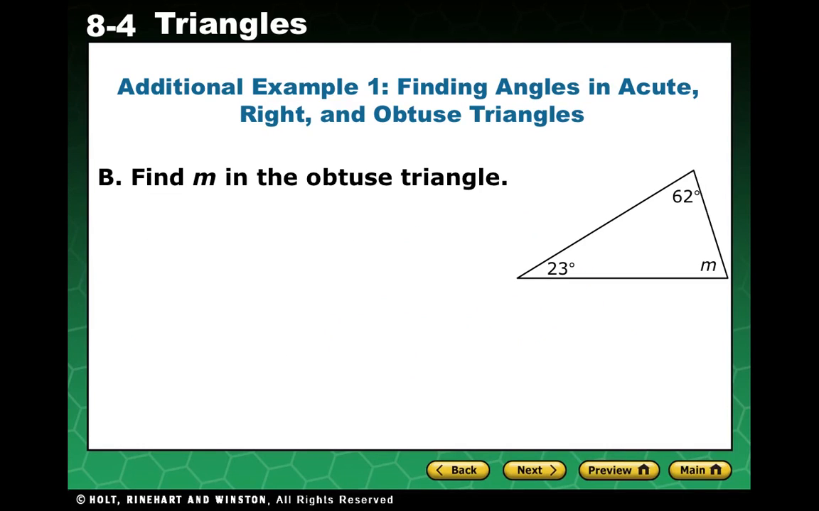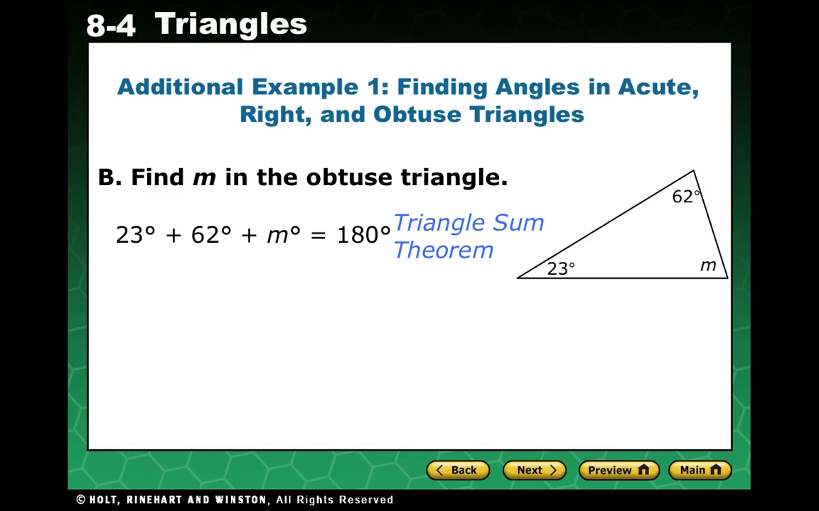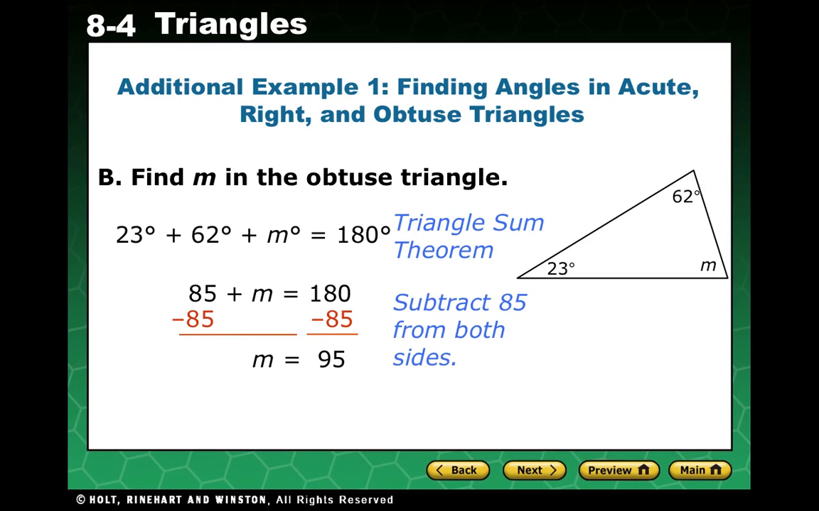Okay, same for this one. This time we're finding the measure of angle M in this obtuse triangle, even though it doesn't look very obtuse. So using the triangle sum theorem, 23 plus 62 plus the unknown angle is going to give us 180 degrees. Subtract 85 from both sides, and we have a 95-degree angle. So this means the measure of angle M is 95 degrees.